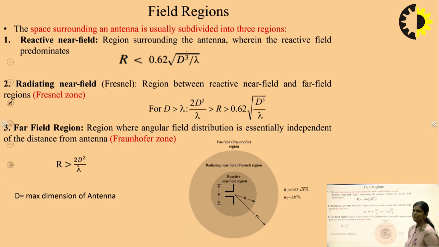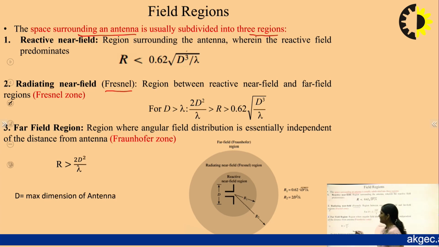Now what do you mean by field region? When you are sending a signal from transmitter to receiver, your signal in the form of radiation, the space surrounding an antenna is usually subdivided into 3 regions. First is the reactive near field, second is the radiating near field, also known as the Fresnel zone, and the third one is the far field region, known as the Fraunhofer zone.